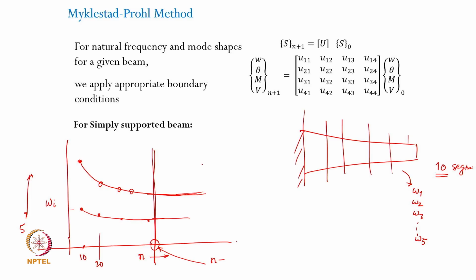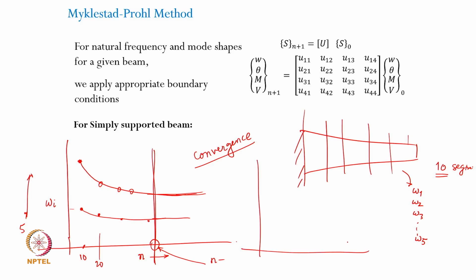So this is called investigating the convergence of the natural frequency with the discretization, with the number of segments. How many segments is good enough for me is based on how many frequencies are going to be tracked. Now, how many frequencies?